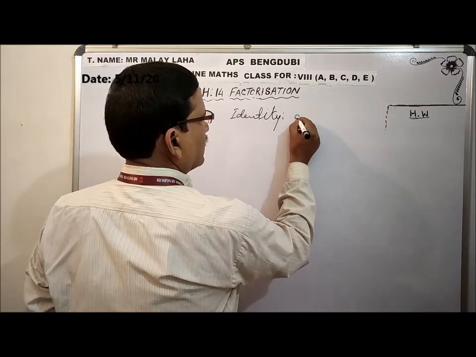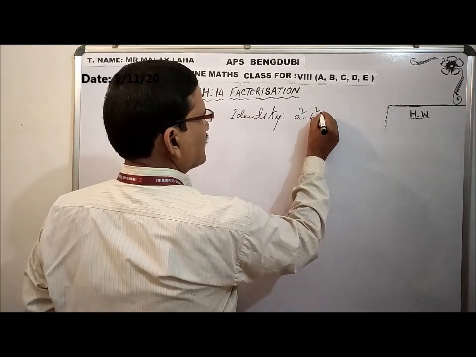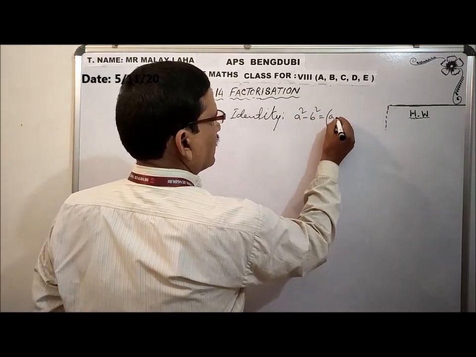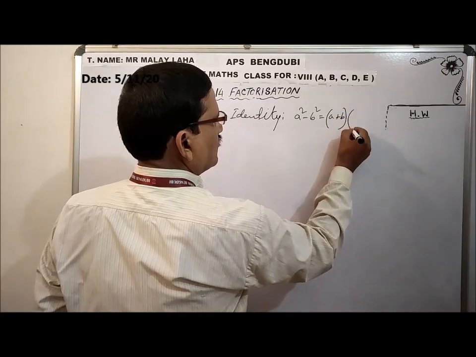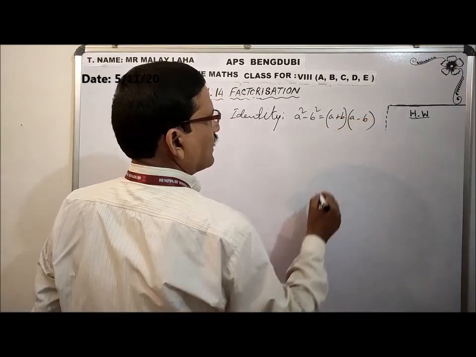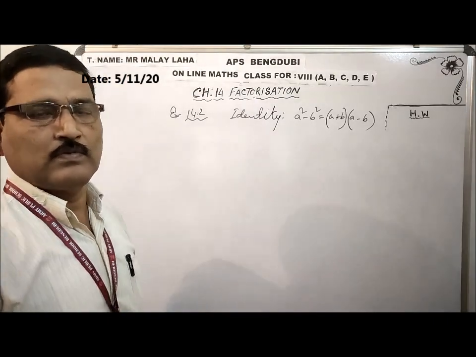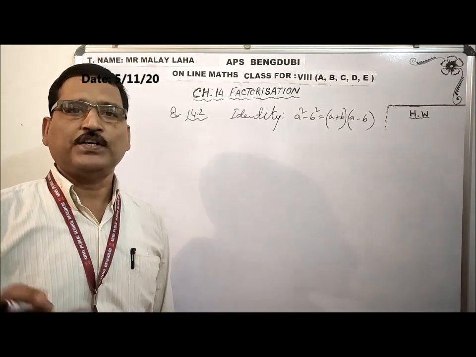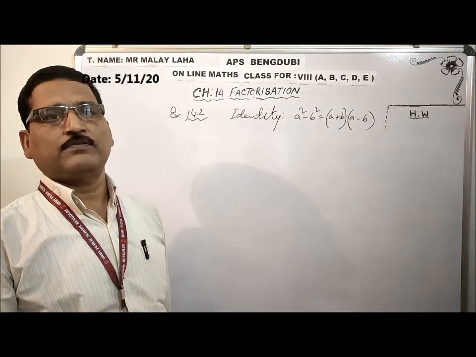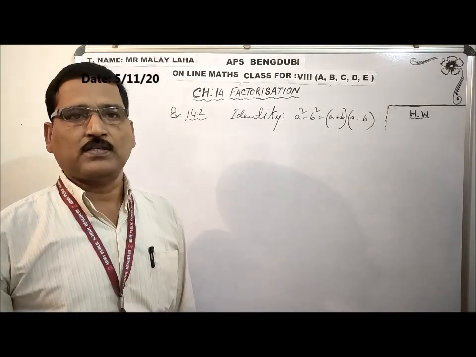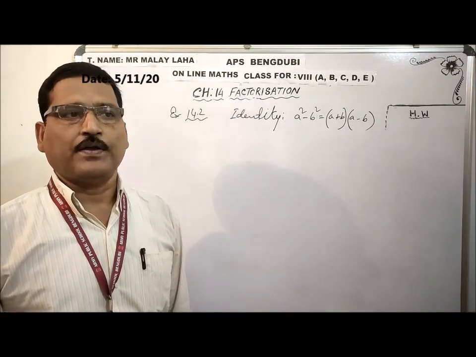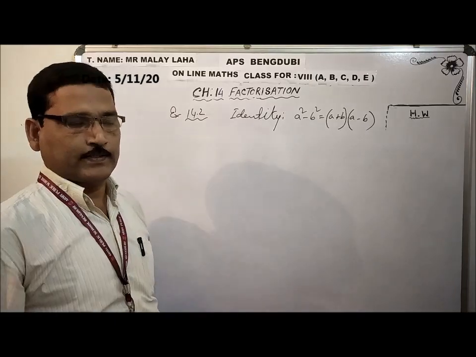The third identity: a square minus b square equals a plus b into a minus b. If it is in that form, you can directly write it down. If it is not in that form, I have to first arrange it in the square form of a and b. Then we follow that identity.